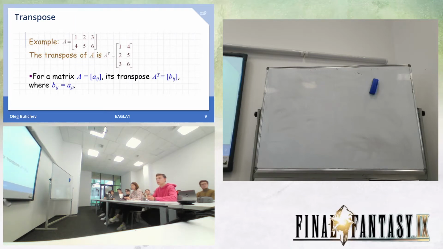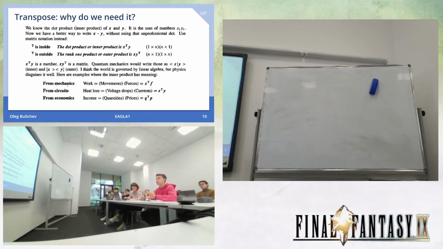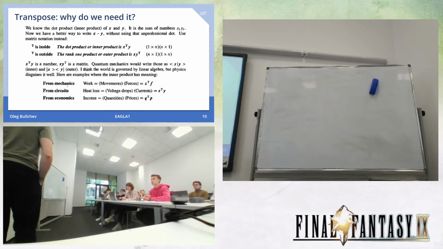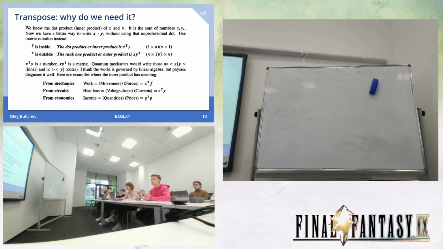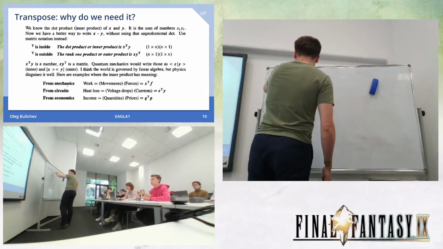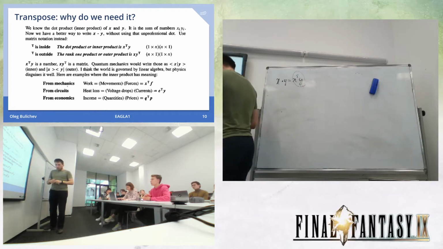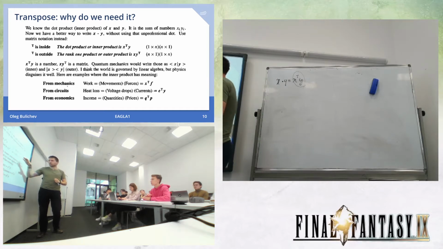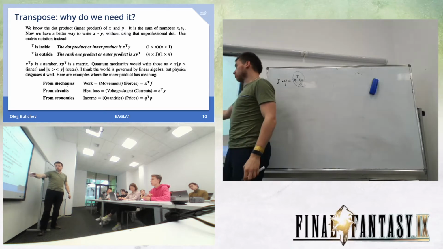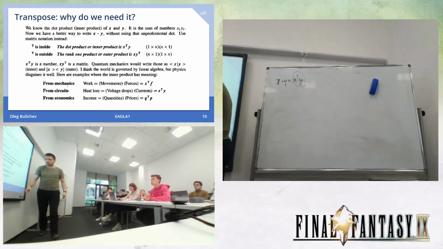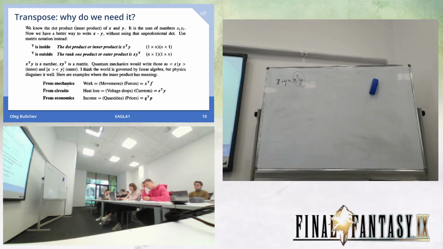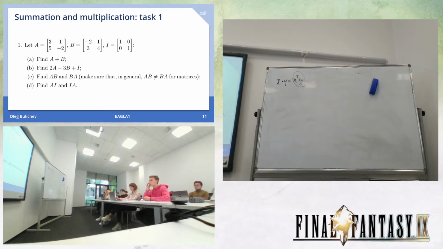How do you understand transpose? Rows become columns and columns become rows. Okay, the easy way. So nothing special. I hope you won't make a mistake. Why do we need it? I explained that using transpose we can represent our dot product as x transpose y. One of the main problems we will face is on the second task, where it can be used in mechanics, circuits, economics. So when we need a dot product, we can represent it in this format.